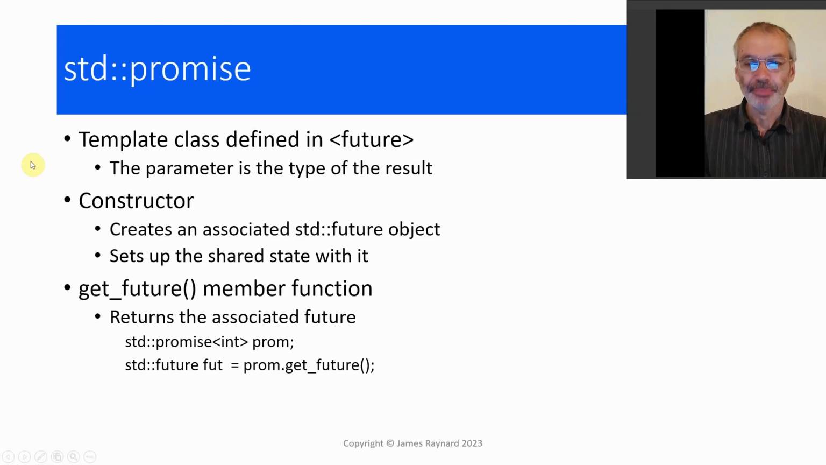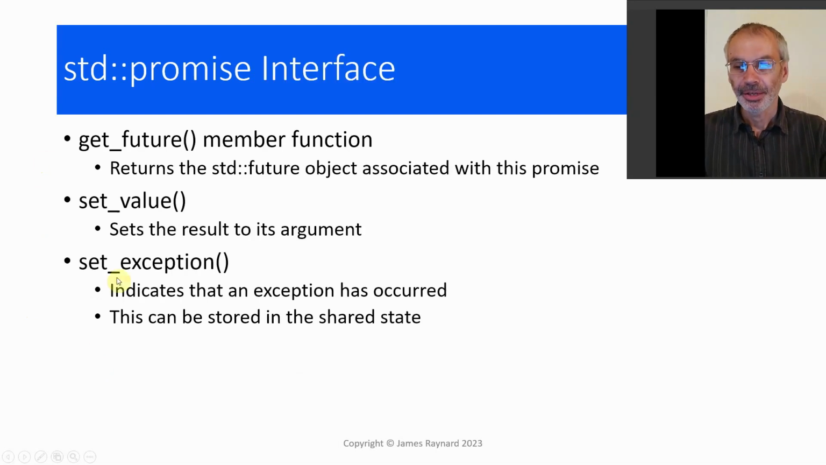The promise is also a template class defined in the future header, whose parameter is the type of the result. The constructor of the promise will create a future object which is associated with it, and it'll set up the shared state between the promise and the future. We can obtain this future by calling the get_future member function. So typically you'd create a promise and then get its future.